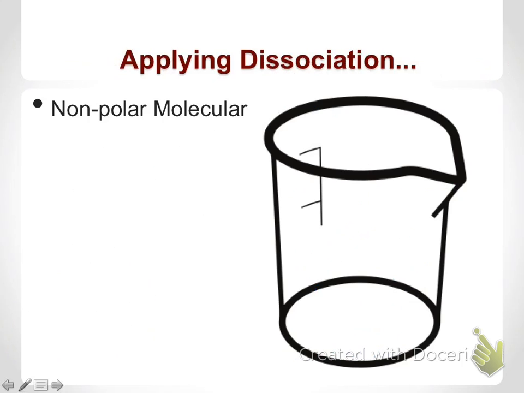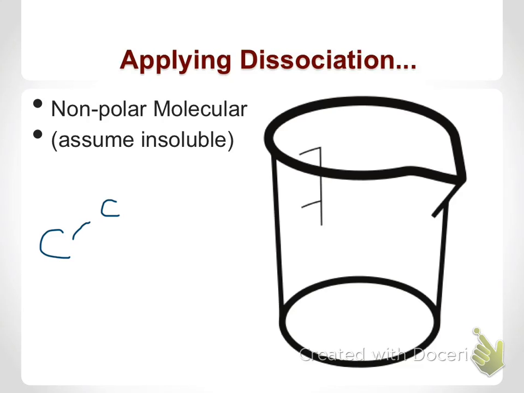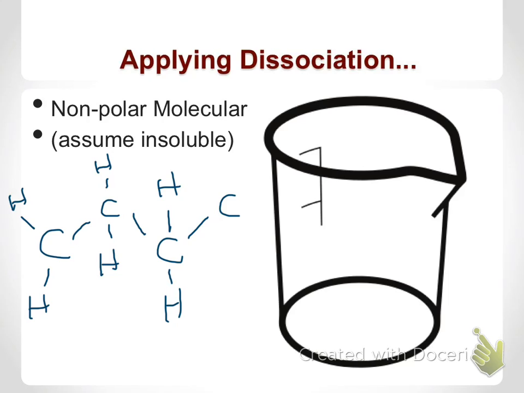If we have a nonpolar molecular compound, now remember, the like dissolves like rule tells us that a nonpolar compound is probably going to be insoluble. So let's take, for example, butane. And butane is a 4-carbon molecule with all carbon-hydrogen or carbon-carbon bonds, which makes it completely nonpolar.